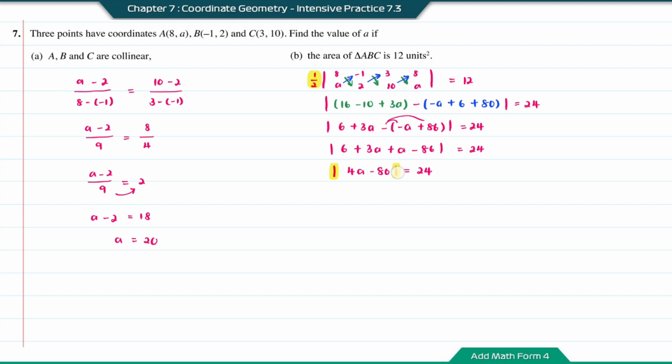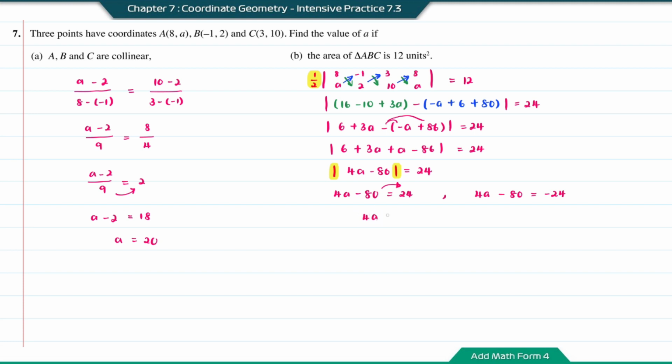So next, we're going to remove the modulus signs. So here we have two answers. One is positive 24 and the other one will be negative 24. So here 4a - 80 equal to positive 24, or 4a - 80 equal to negative 24.